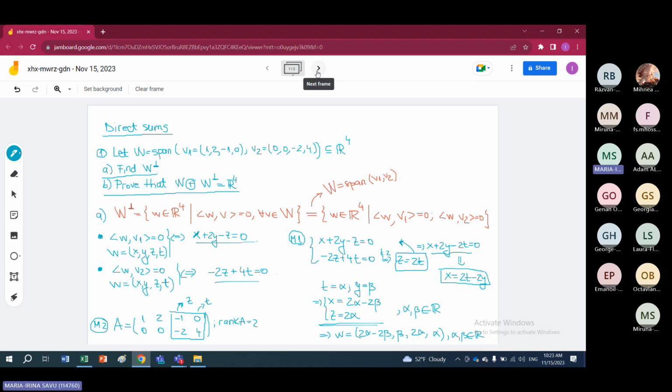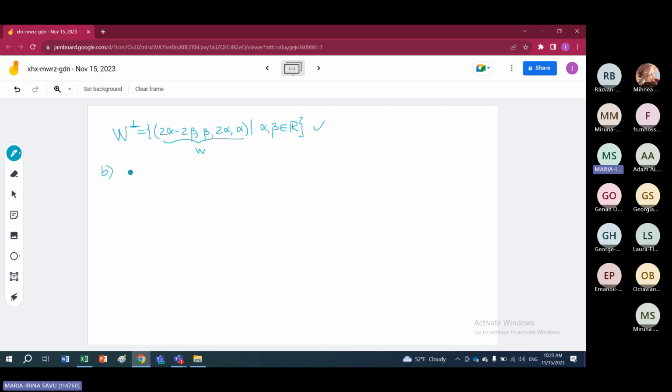Exactly. So, in order to prove that W plus W perpendicular is R to the fourth as a direct sum, you have to do two things. First, their sum is this space, then the intersection is the null vector of the space. Okay, let's talk about the first fact. How to prove the sum of two subspaces is this space?